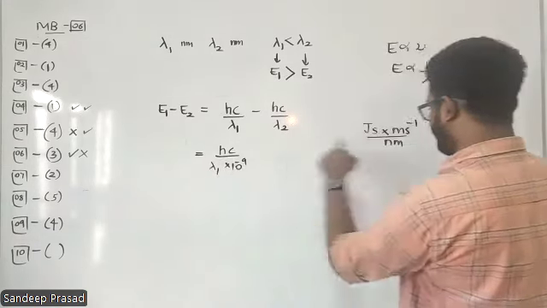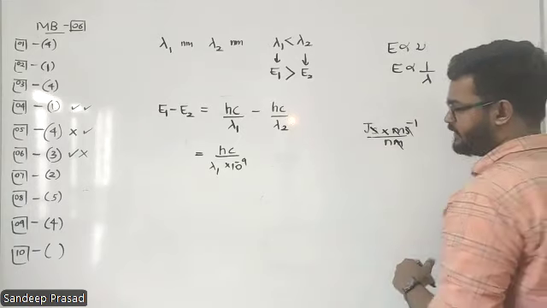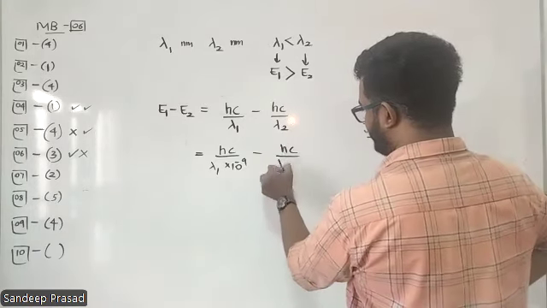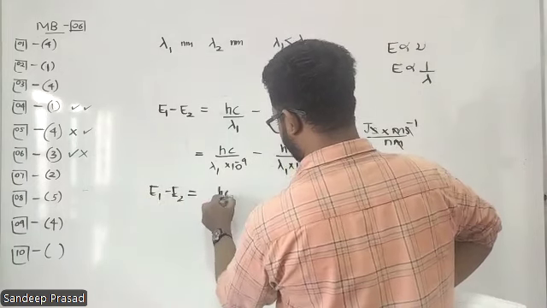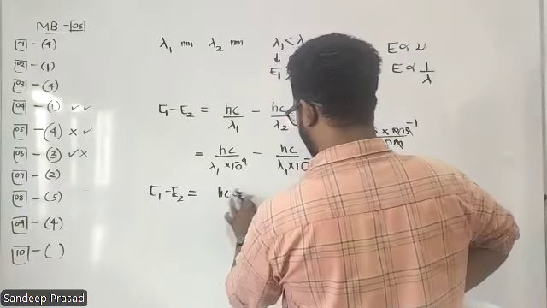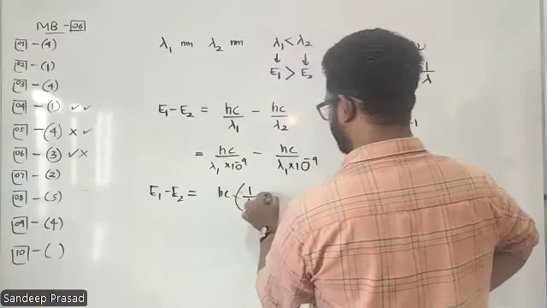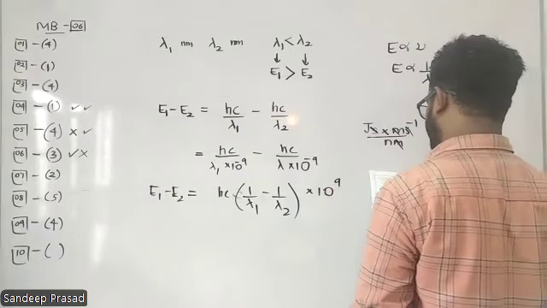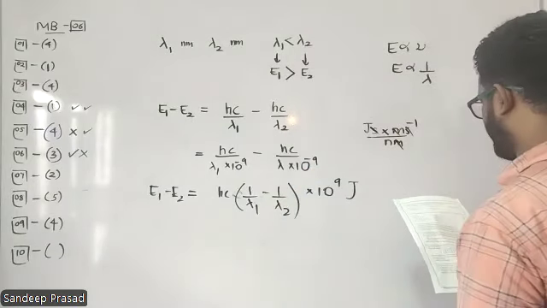Then only we can get the unit joules correctly. Otherwise, meters will cancel off, and seconds per second will cancel off. In order to get the unit in joules, we have to use hc over lambda 1 into 10 to the power minus 9. Then we can consider E1 minus E2. This is equal to hc, which is common, times 1 over lambda 1 minus 1 over lambda 2. Right? The 10 to the power minus 9 will go to the numerator as 10 to the power plus 9, joules.